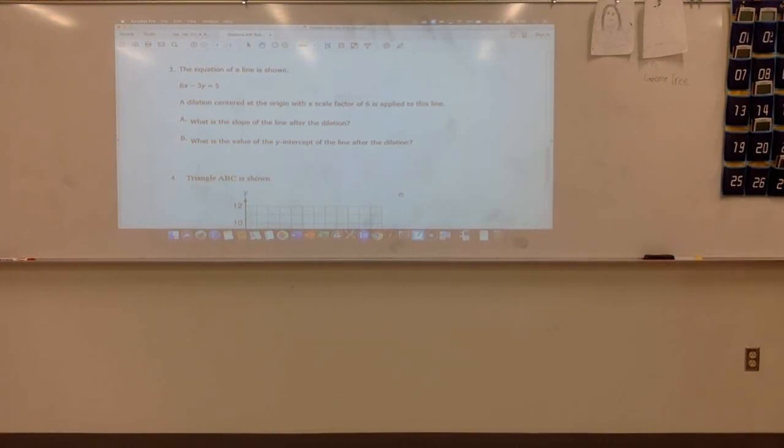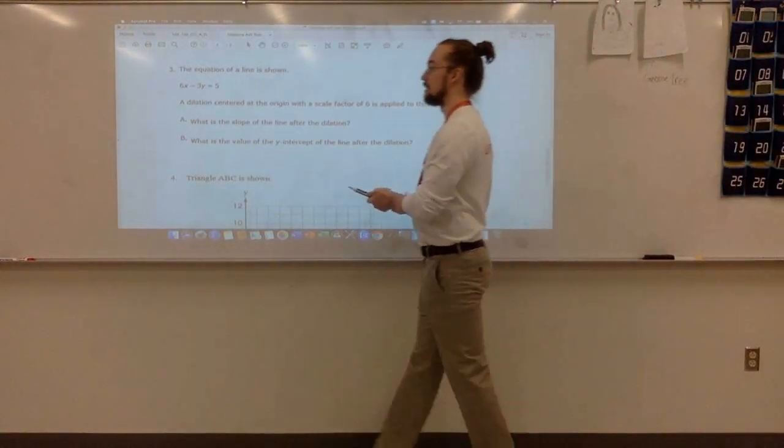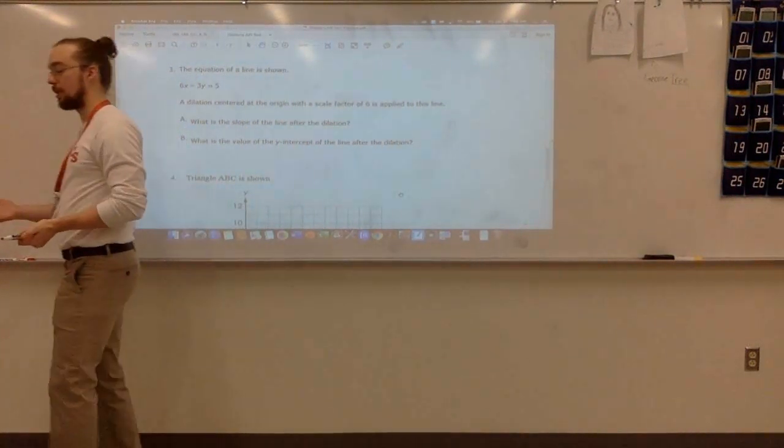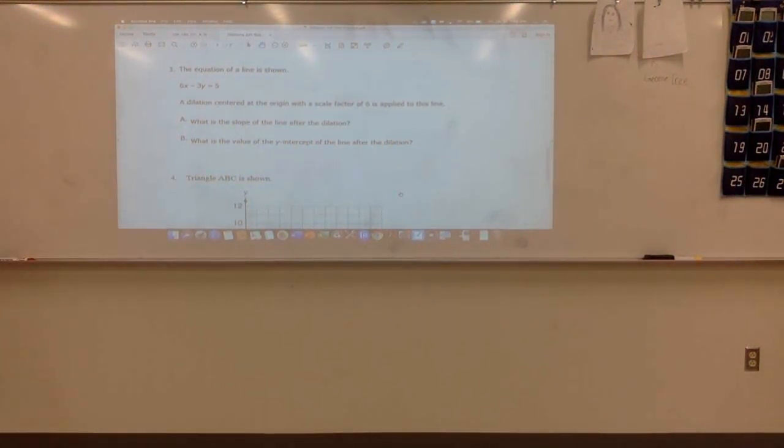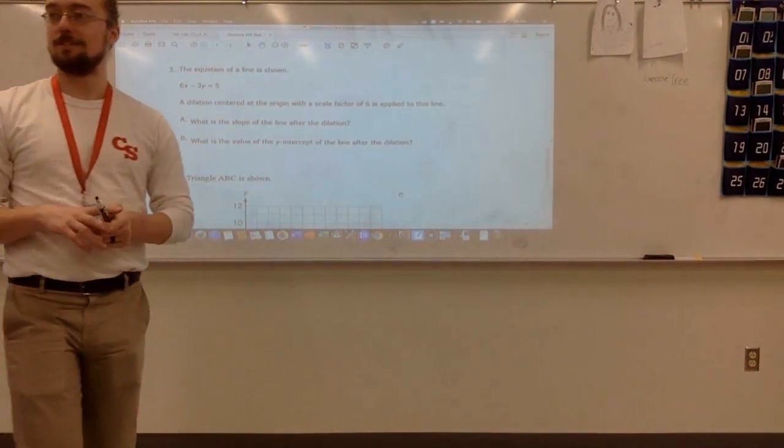some work here. So number 3 says we've got a line, 6x minus 3y equals 5. And we dilate it, centered at the origin, with a scale factor of 6. So we want to figure out the slope after the dilation and the y-intercept after the dilation.